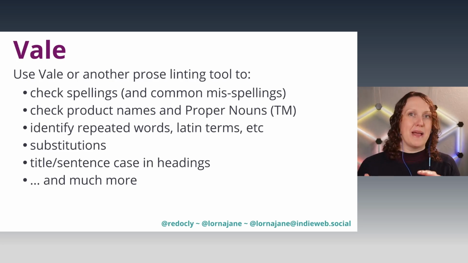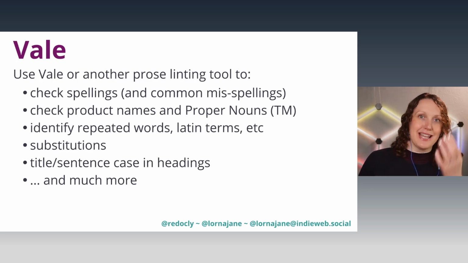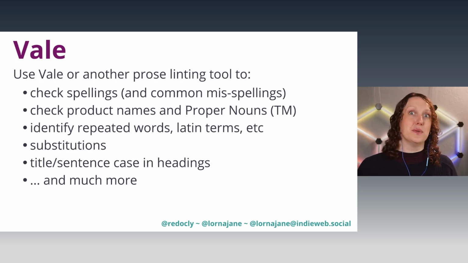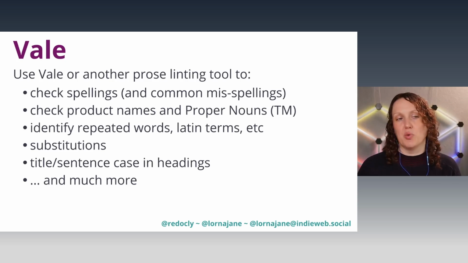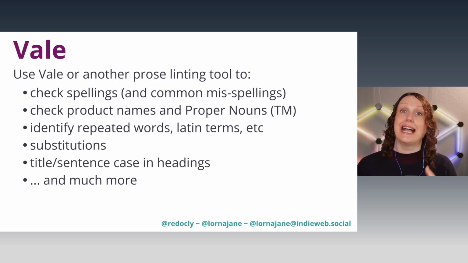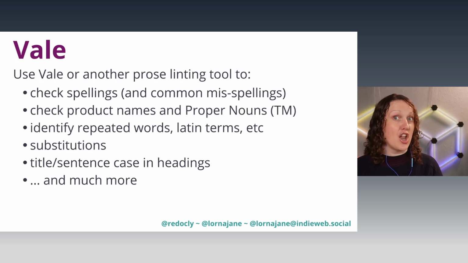As well as spellings, it can also do common jargon, extra words, product names with correct capitalization, including GitHub, which has an extra capital letter in the middle of the word. If you need to have the trademarks in there, it can do all of that. It can identify repeated words. This is a rule that I quite like to have turned on. And Latin terms, couldn't resist the etc. at the end, because there are a lot of other things that it does.